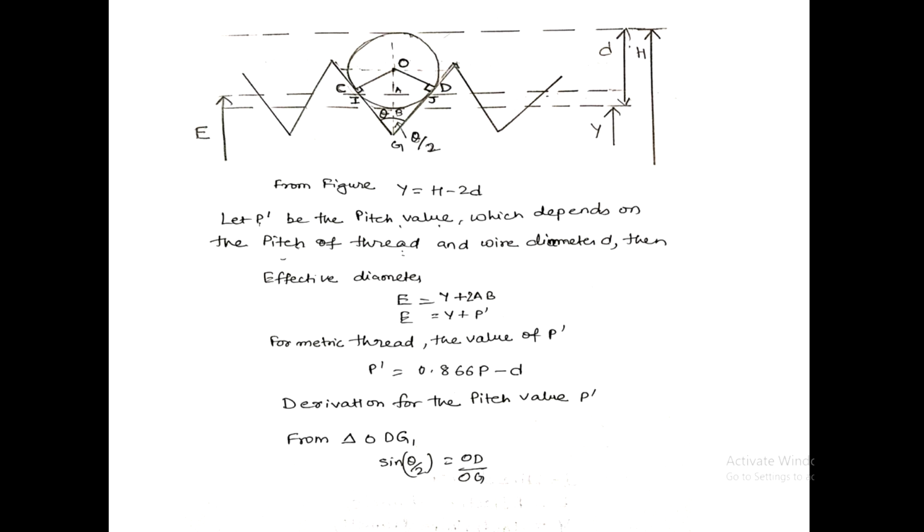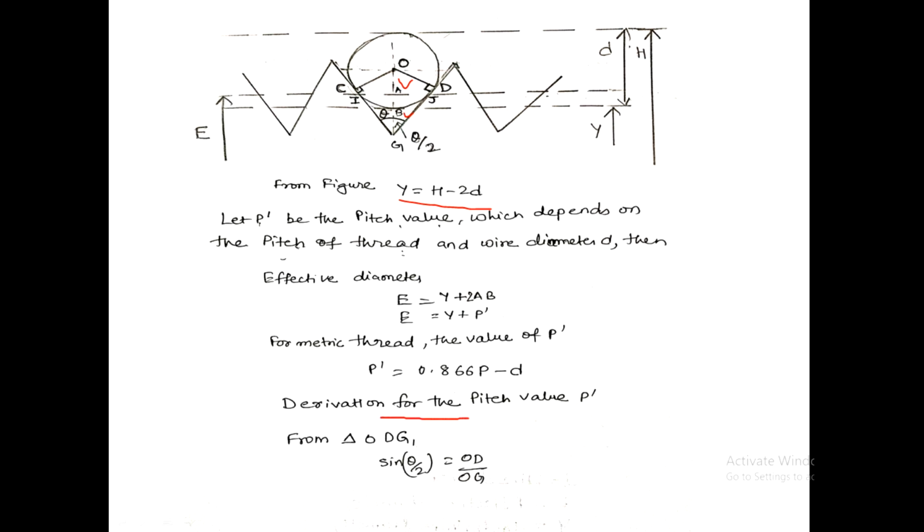For this given figure, Y is equal to H minus 2D, and P dash will be related to your pitch value, and effective diameter E is equal to Y plus 2AB. This is your A and B. In the same way you will have the opposite side AB. That's why I have written twice AB, and P dash is equal to twice AB. Then P dash will be equal to 0.866 P minus D. P is your pitch, and this D is your wire diameter.